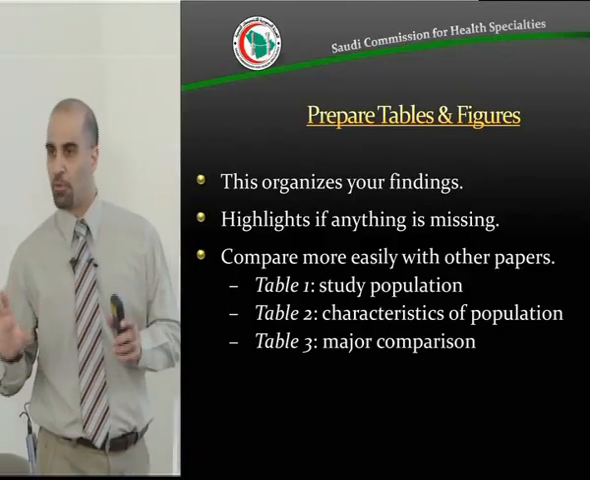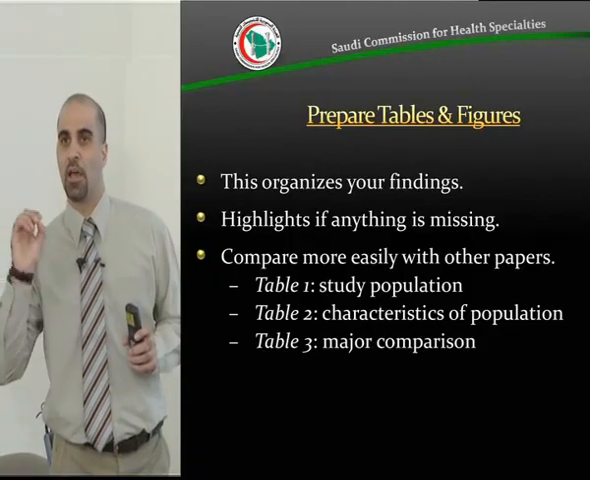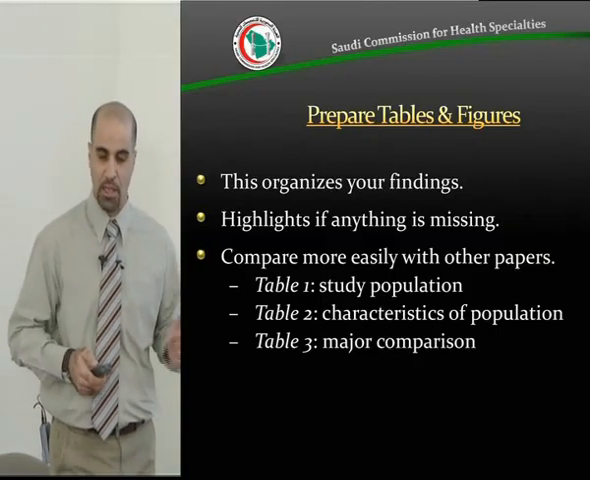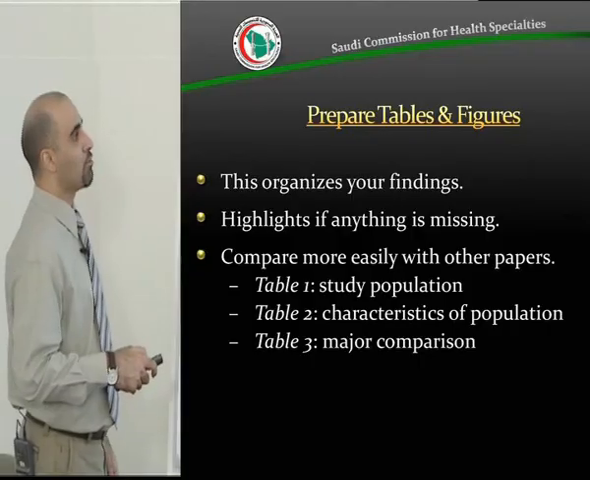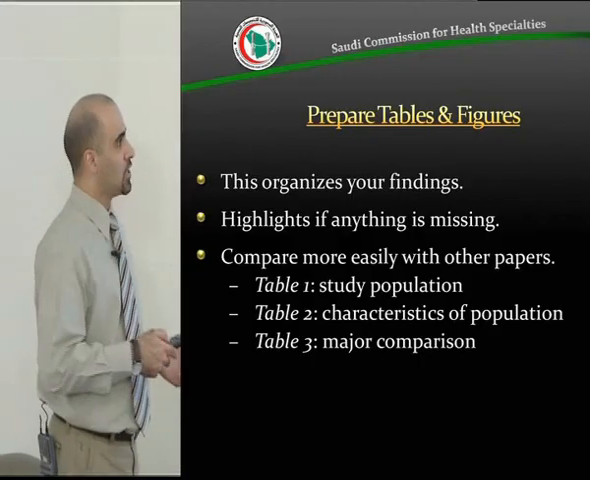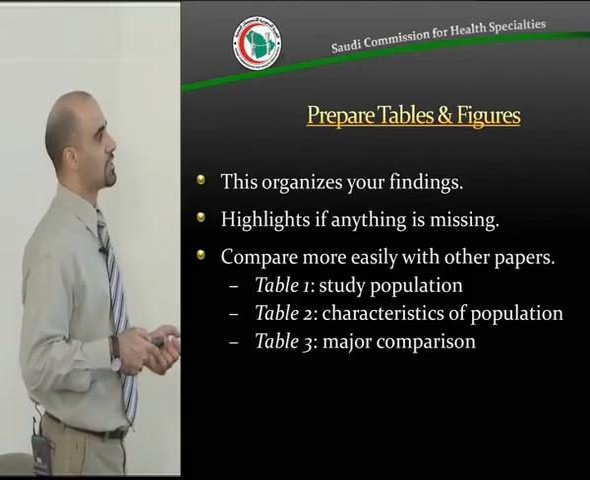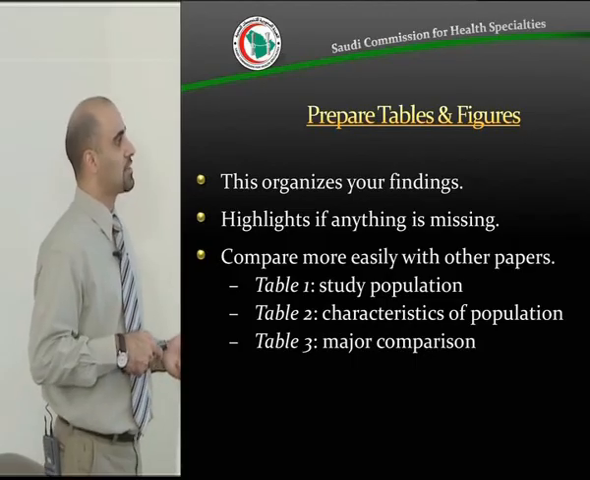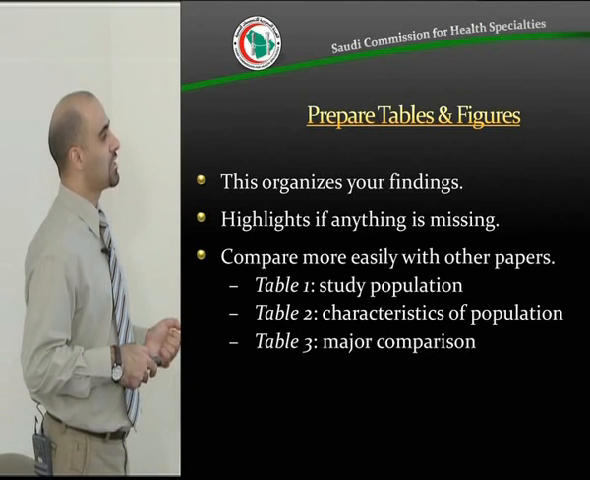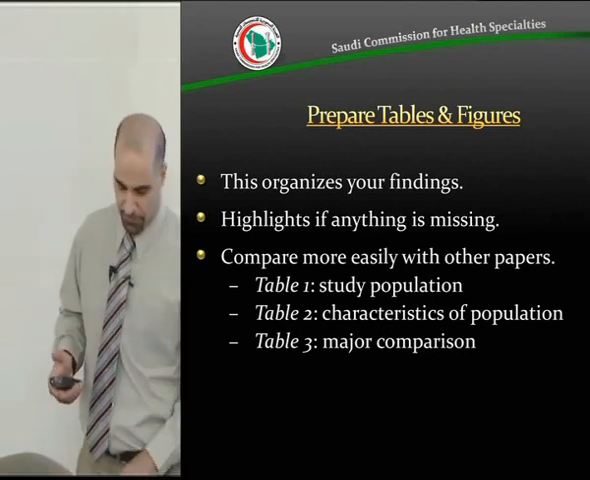Sometimes when you put them in the form of tables and figures, you will be able to identify if there is anything that is not done, so that you can go back to the analysis and do it. And it compares more easily with other papers. When you want to compare your results with other papers, you will be able to compare it easily. Usually the first table is the study population, the second table is the characteristics of the population, and the third table is the major comparisons or the outcomes or the objective of the study.